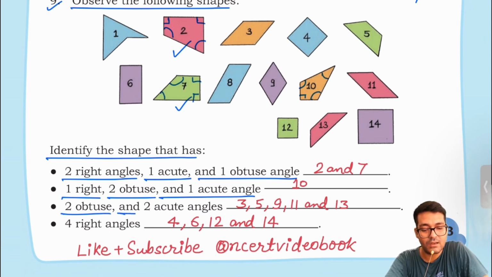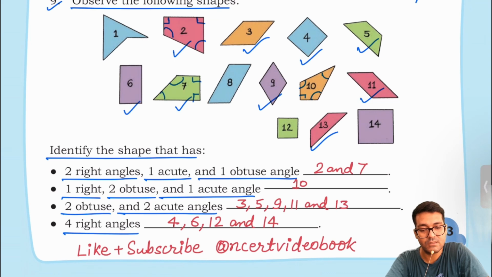2 obtuse and 2 acute angles. The shape 3, 5, 9, 11 and 13 has 2 obtuse and 2 acute angles. 4 right angles. 4 right angles can be seen in shape 4, shape 6, shape 12 and shape 14.